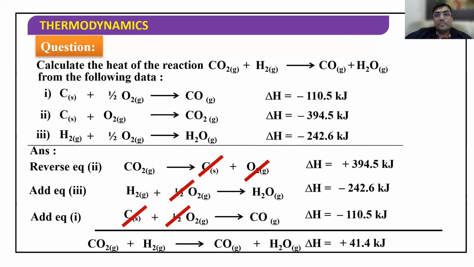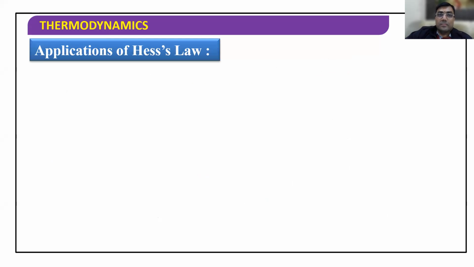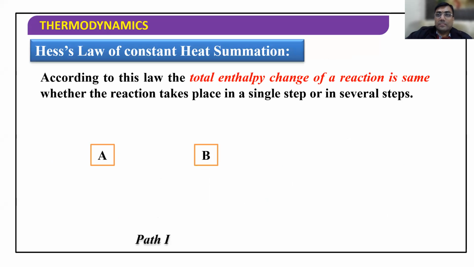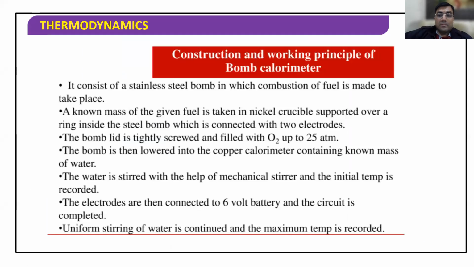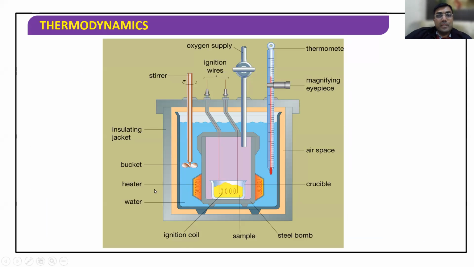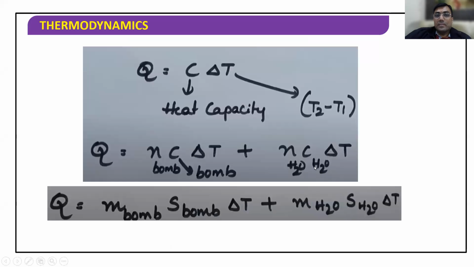Sir, can you tell what a bomb calorimeter is, and how to get it? Sir, that equation I didn't learn. The bomb equation. This equation, yes, sir. This is very simple. Actually, a bomb calorimeter has, see here, you have water and the calorimeter. So both you have considered, that's it. Bomb and water, both you have considered.